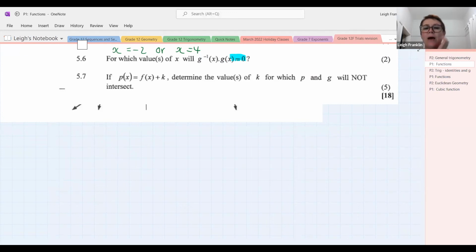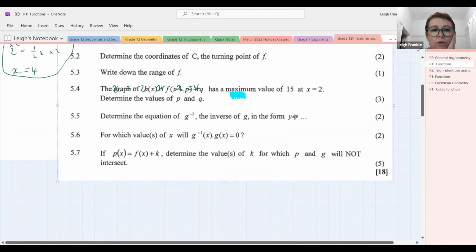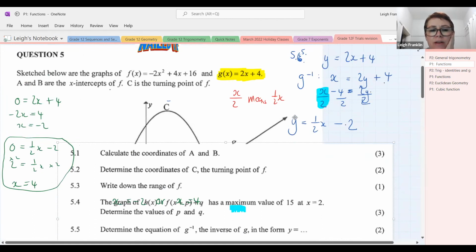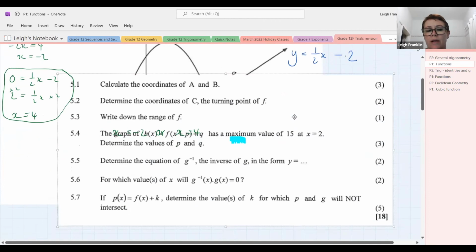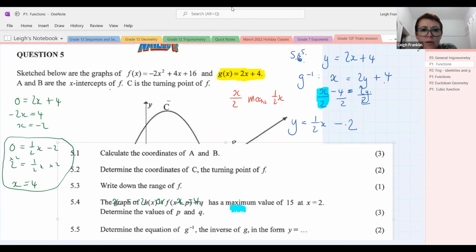First of all, how could we write the equation for P of x? What could we do? What are we going to write P of x is equal to? Remember, P of x is equal to f of x plus k. So how should we write P of x? Can anybody put that into the chat for us? How would we write P of x if P of x is f of x plus k? What are we going to do here?